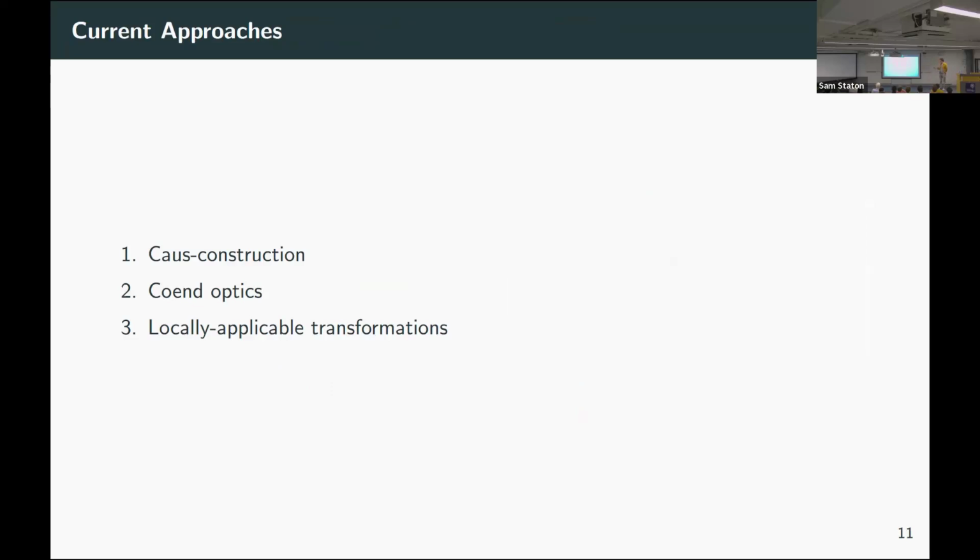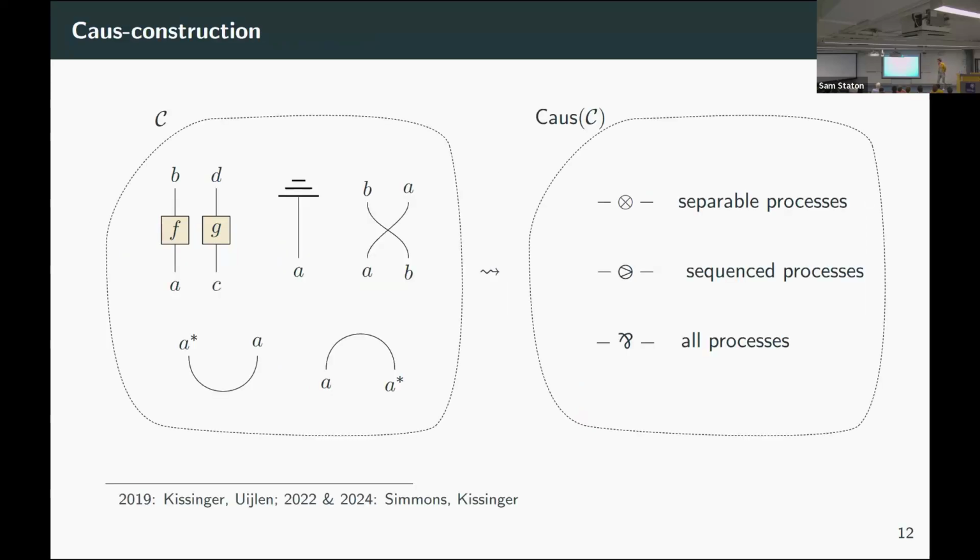So the first one is this cause construction. The idea here is they take a category, a compact closed category C. So I've got a symmetric monoidal structure. I have an environment structure, which allows me to model causality in this category. And I also have these caps and cups, plus a few other assumptions that I'm going to sweep under the rug. And you turn this into a new category, cause of C.